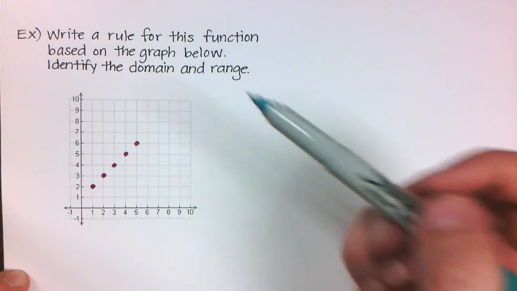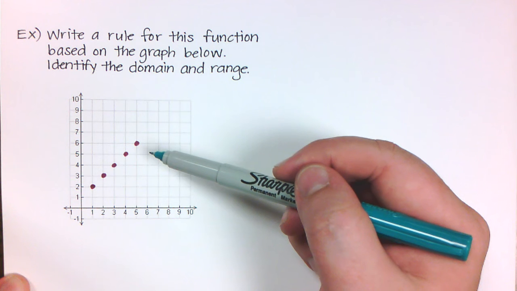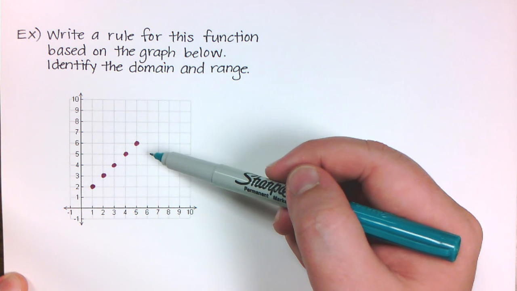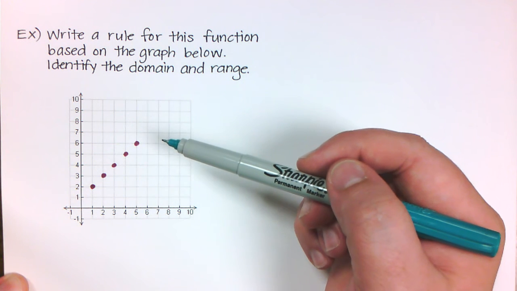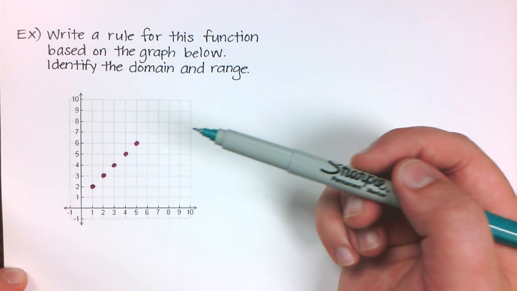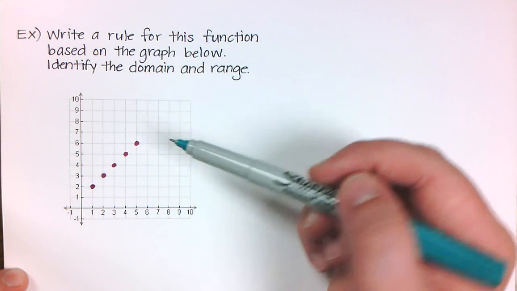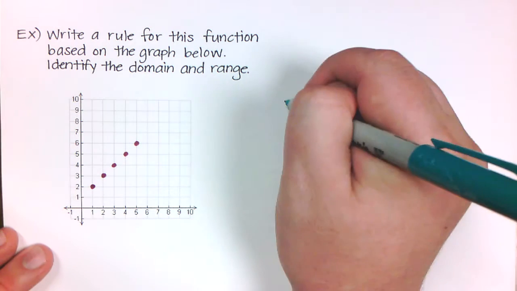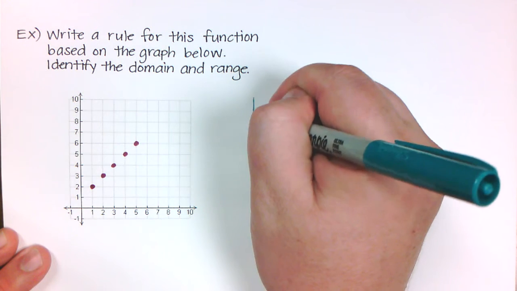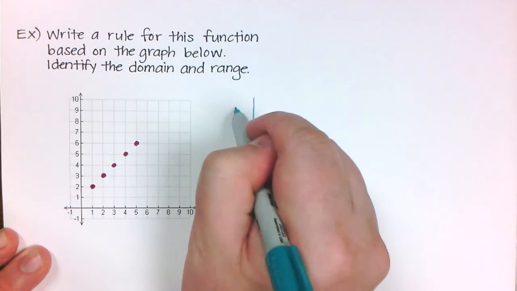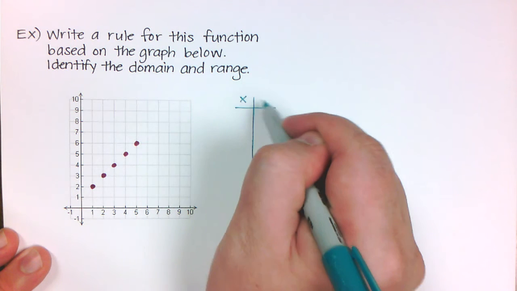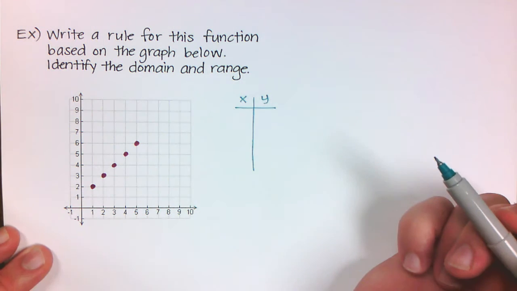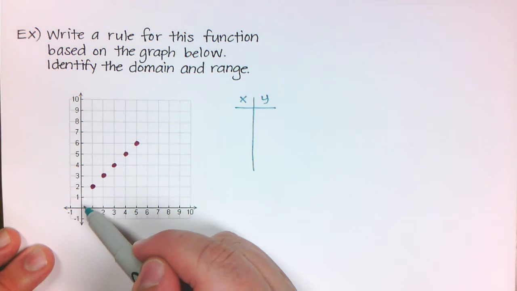Now, let's see if we can work backward. Sometimes you might be given a graph and asked, oh, based on this information, can you write a rule for this function? So that means, can you find what the equation would be that's represented by this graph? So all that we have to do is make ourselves a table, the x and the y's. Okay, and let's label them.